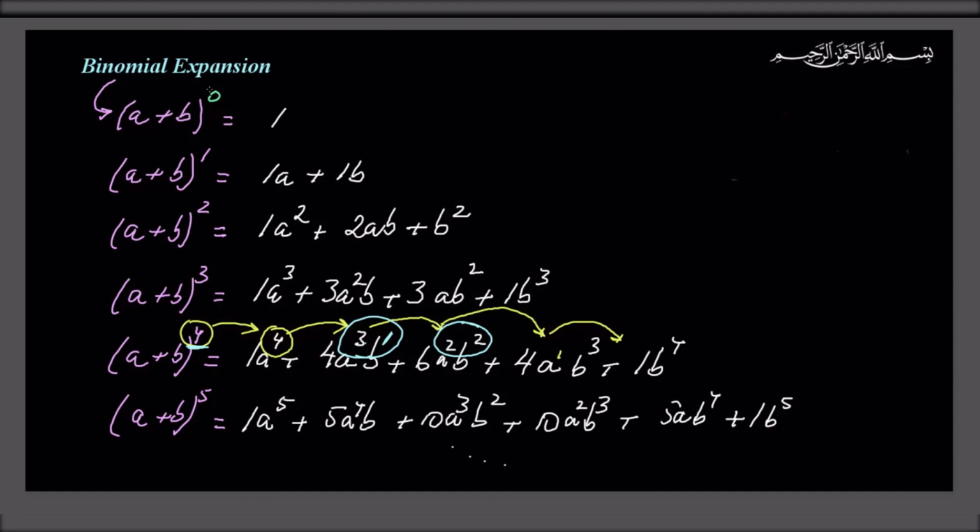Here, a plus b to the 0 is just 1, so I'm just going to write that 1 over here. And then I'm going to write these coefficients over here. It's 1 and 1, correct? So it's 1 and 1. And then I'm going to write these coefficients over here. That's 1 and 2 and 1. And then I have 1, 3, 3 and 1. And the next one is going to be 1, 4, 6, 4, 1.